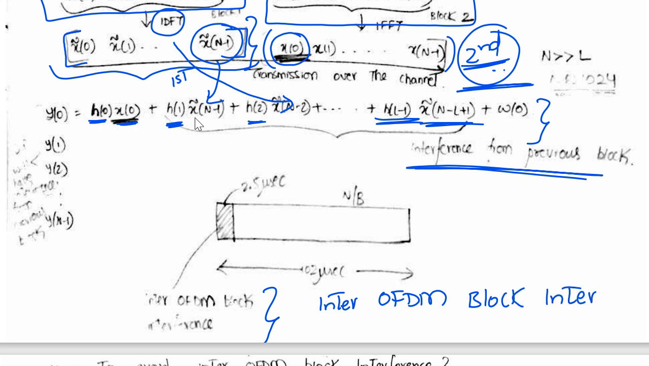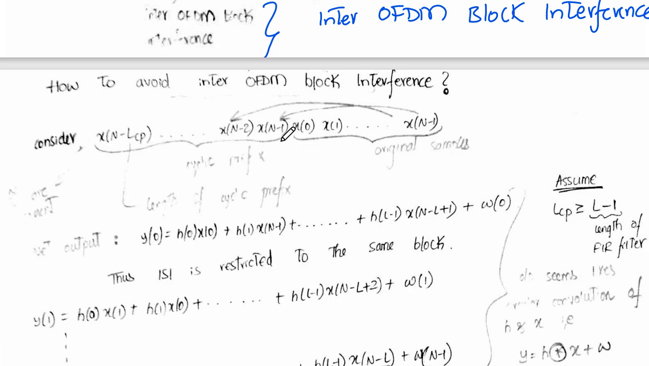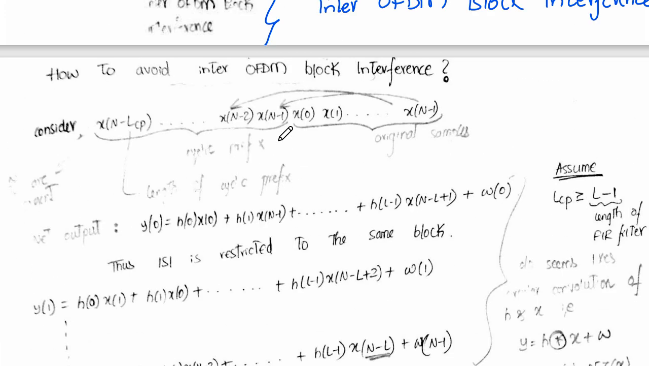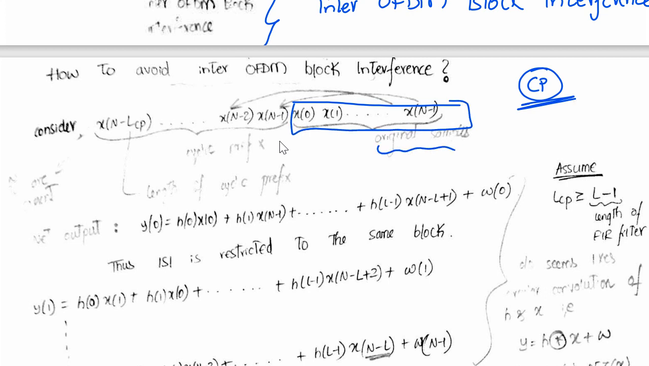To remove this, we had introduced the cyclic prefix. So that is the next point. In order to avoid this inter-block OFDM interference, what do we need to do? We had seen that we were adding a cyclic prefix. If this is one OFDM symbol, then I will take the last L samples and place them in the beginning. That is what is done over here. This is nothing but the cyclic prefix.